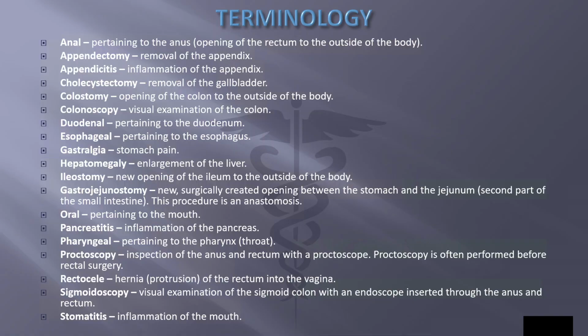Hepato means liver. Hepatomegaly is enlargement of the liver. Ileo means ileum. Ileostomy is a new opening of the ileum to the outside of the body. Jejuno refers to the jejunum. Gastrojejunostomy is a new surgically created opening between the stomach and the jejunum, which is the second part of the small intestine. This procedure is an anastomosis.